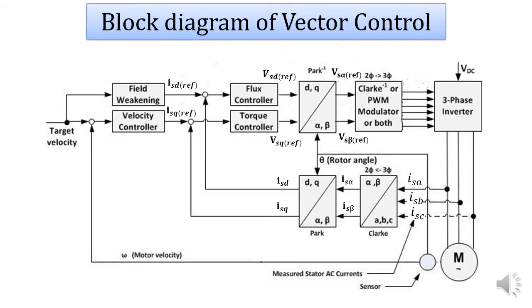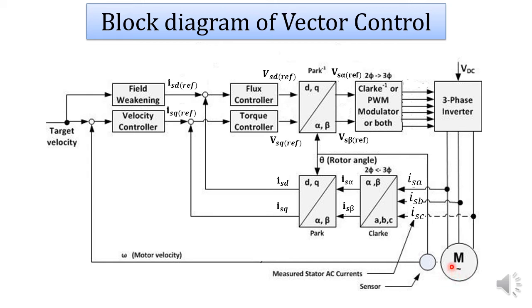Next we will discuss the block diagram of the vector controlled induction motor drive. This is the motor to be controlled, and it is fed from a three-phase inverter, which is again fed from the DC power supply. And this inverter is controlled by these control signals or gating signals. Let's see how these gating signals are produced so that this induction motor is controlled via vector control.